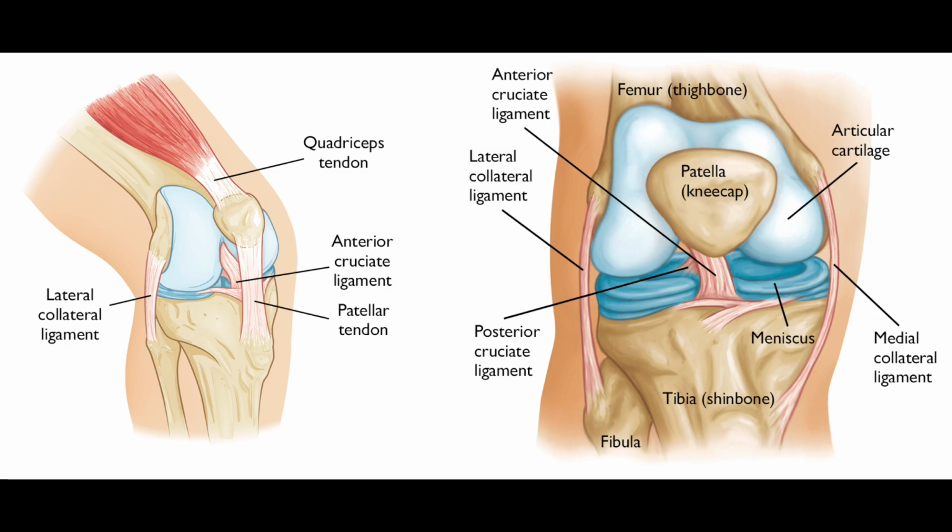The ACL is more centrally in your knee, but on the sides you have a medial collateral ligament and a lateral collateral ligament that help stabilize the knee as well. And those can be torn as well. So there can be different levels of injury within your knee, and that's another important factor of how it's managed.